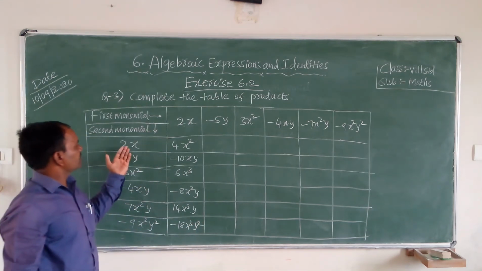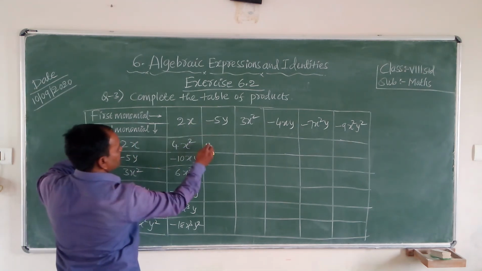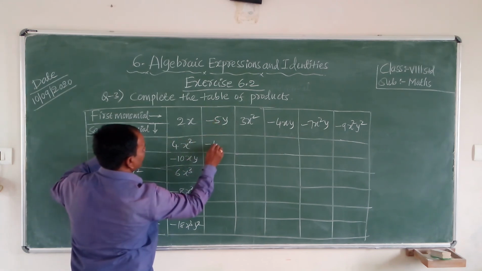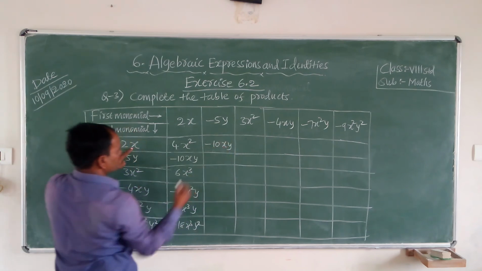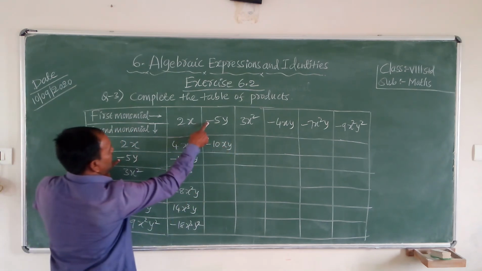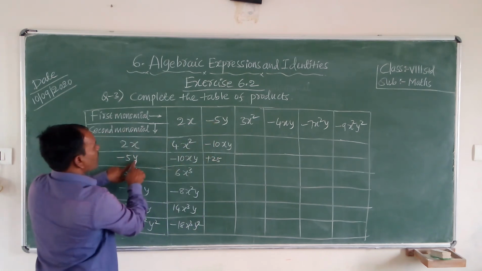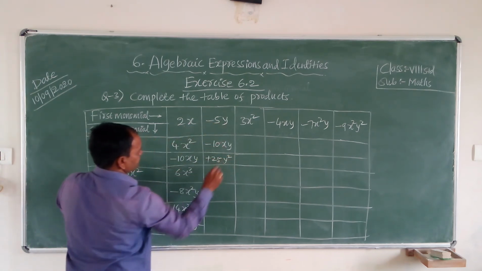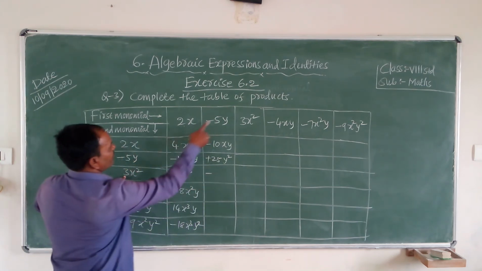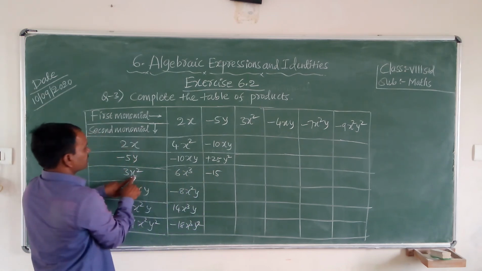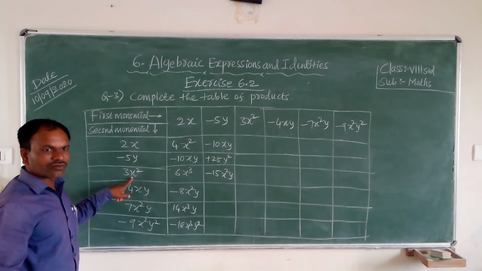So second column, like this only. 2 5s are 10. See, plus into minus, minus 2 5s are 10. X into y, xy, right? So minus into minus, plus 5 5s are 25. Y into y, y square. So plus into minus, minus 3 5s are 15. So x square y, x square y. Are you understood, my dear friends?